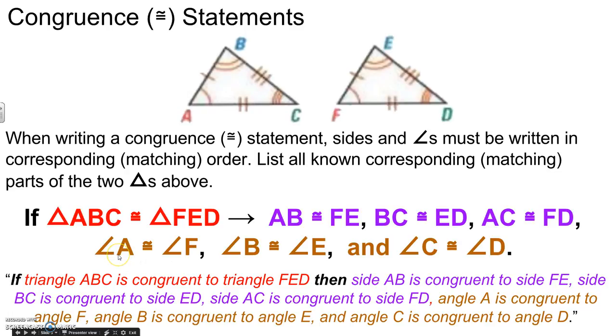And then we talk about the angles. Recall that I said that you only need to use one vertex if there's only one angle that forms at that point. So angle A is congruent to angle F, angle B is congruent to angle E, and angle C is congruent to angle D.